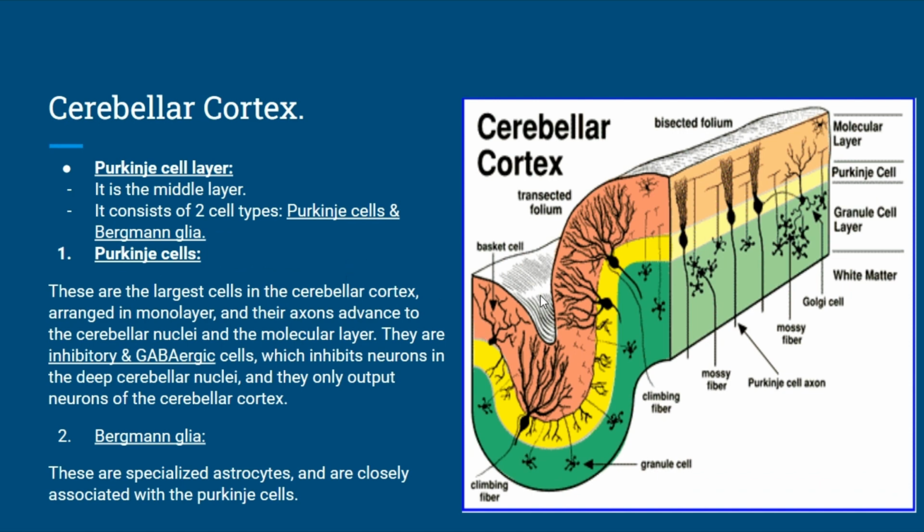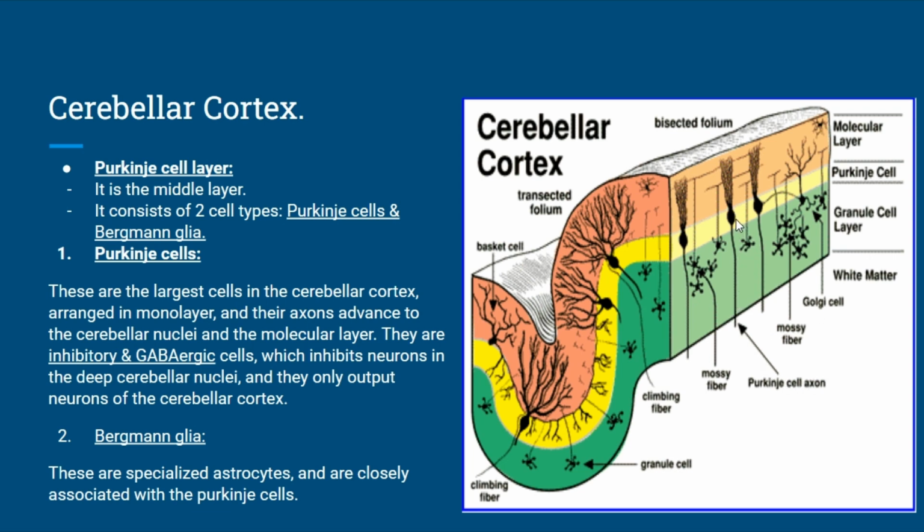The second one is the Purkinje cell layer, and this is one of the most important cell layers for the cerebellum. It is the middle layer, and it consists of two cell types: the Purkinje cells and the Bergmann glia. So let's start with the Purkinje cells. These are the largest cells in the cerebellar cortex, and they are arranged in a monolayer. Their axons advance into the cerebellar nuclei and the molecular layer. The molecular layer, as we discussed, is the outermost layer, so it starts from here and goes up. So we are looking at the Purkinje cell axon.